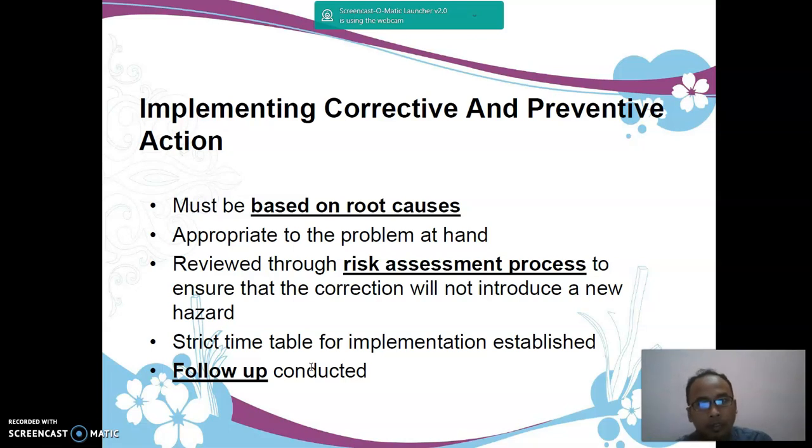Okay, and then the implementation of the corrective and preventive action also needs a strict timetable. For the implementation, you should look at the progress of implementing the corrective and preventive action. So you need to have a schedule and strict time. You must follow the time frame given for you to implement the corrective action. And after that, you have to follow up the progress of the implementation of the preventive and the corrective action.